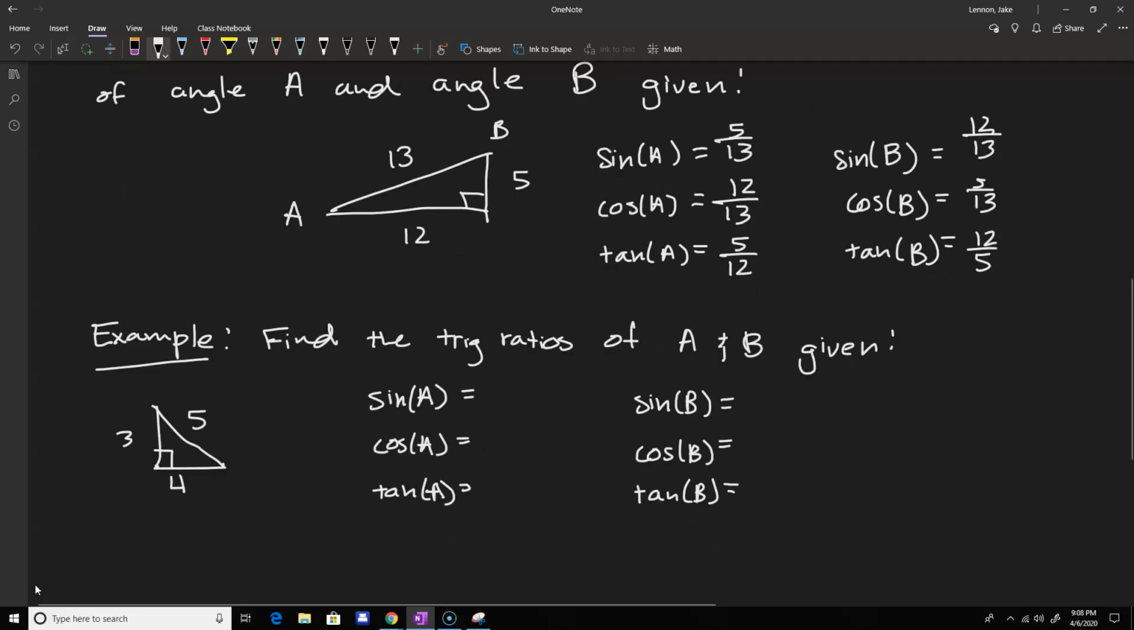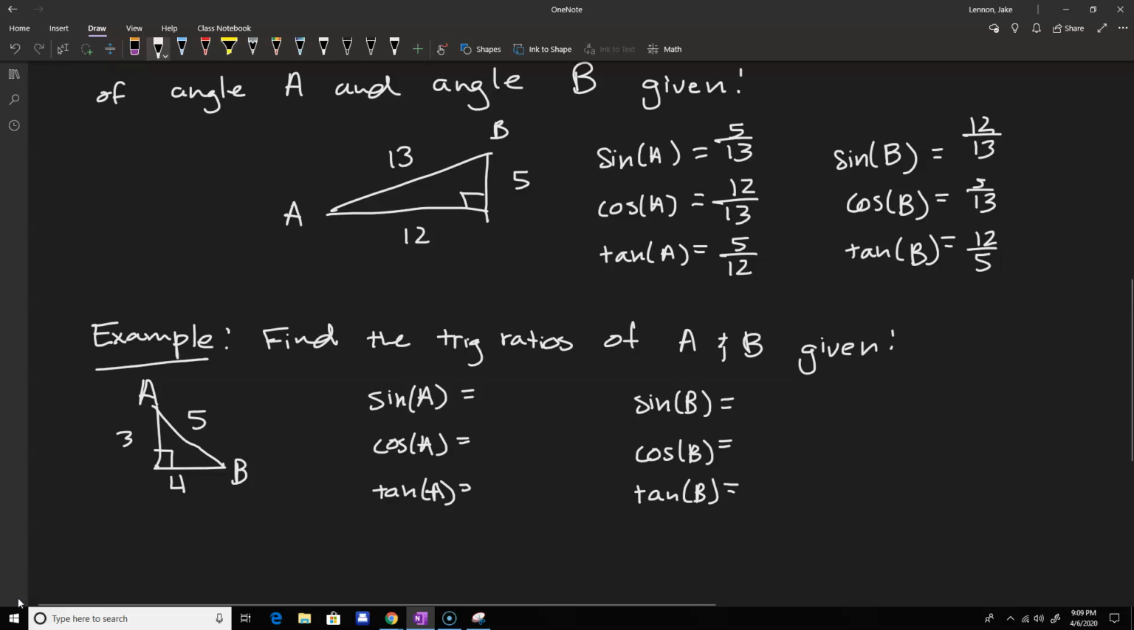So let's go ahead and write down which angle is which. Let's say the top one is angle A here, and the bottom one is angle B, bottom right. So go ahead and pause the video and give yourself a shot and try to figure out which trig ratio applies to each of the ones listed below. Okay, so let's go ahead and work them out.